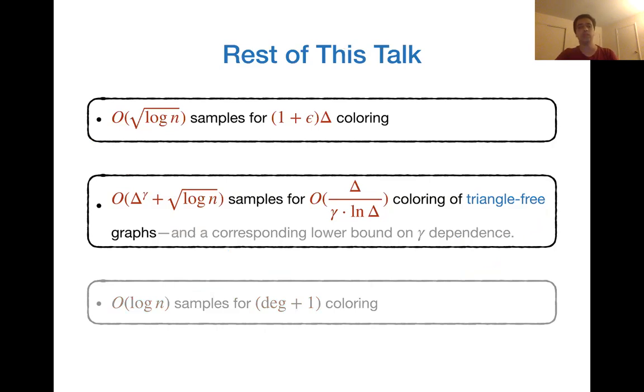So for the rest of the talk, let me tell you briefly about how this square root log n sample coloring works for order delta coloring. And then I'll talk a bit also about its extension to triangle-free graphs. And I'm going to skip the other parts.